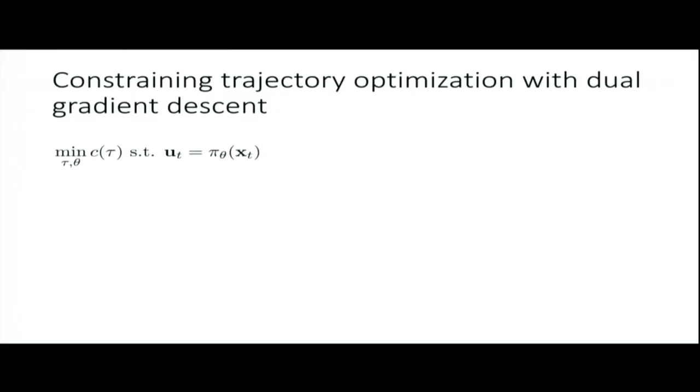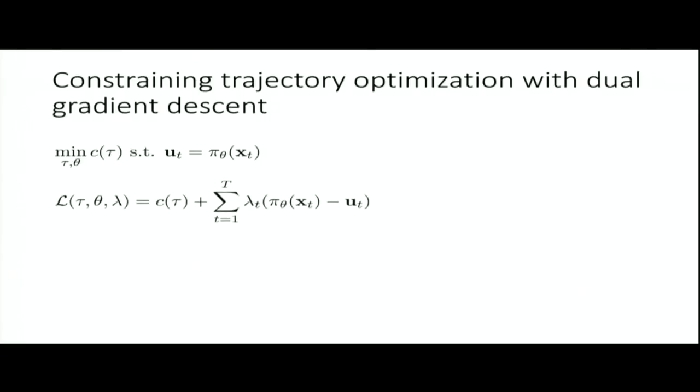Okay, so now we can figure out how we can constrain trajectory optimization with dual gradient descent. So our problem, I've rewritten here in much more concise form. Minimize the cost of some trajectory, subject to the constraint that all the actions along that trajectory should match the actions that your policy would want to take at the states along that trajectory. So this is our collocation version of backpropping into the policy.